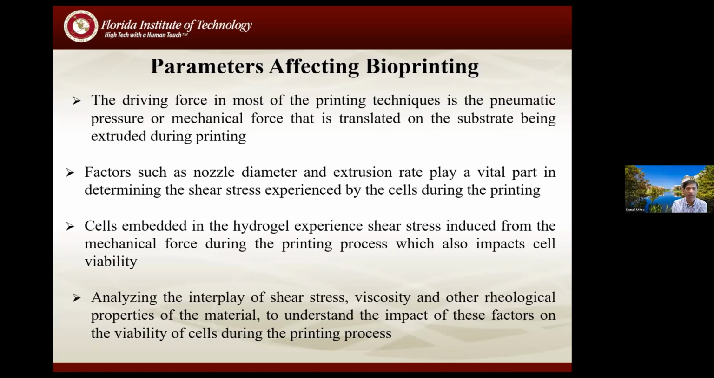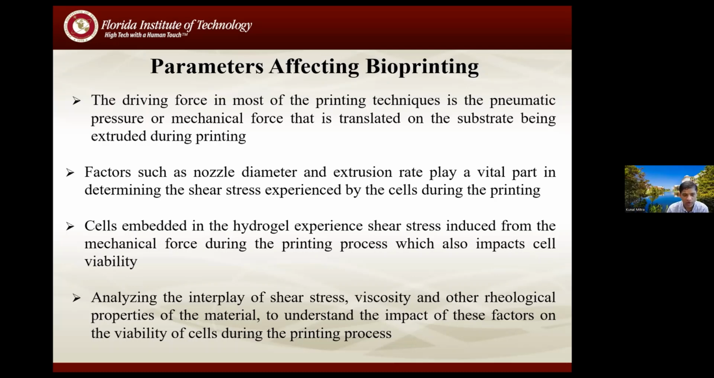And in extrusion-based printing, your pneumatic pressure or the mechanical force which is applied during the printing process has to be controlled properly. And you also have to look at the different nozzle diameters and the extrusion rate, because the other important part is the shear stress experienced by the cells during printing. You have to control that. And so you really have to look at the viscosity of the bioinks. We know that bioinks have different viscosity, and that is going to dictate how much pressure and what temperature you have to control to print the right combination of biomaterials and cells to print the most viable tissue.